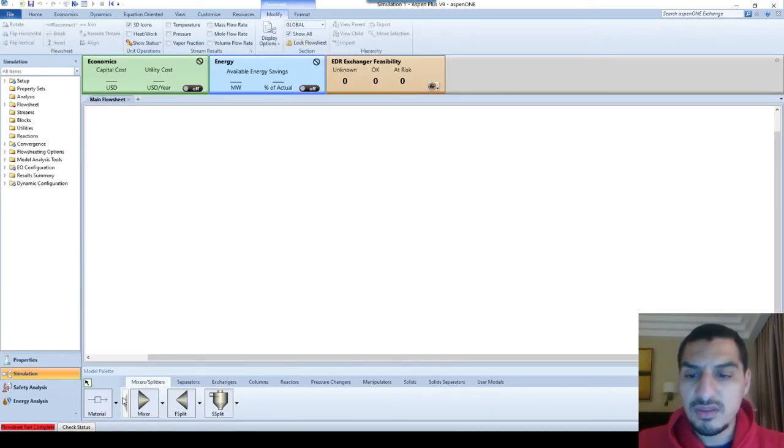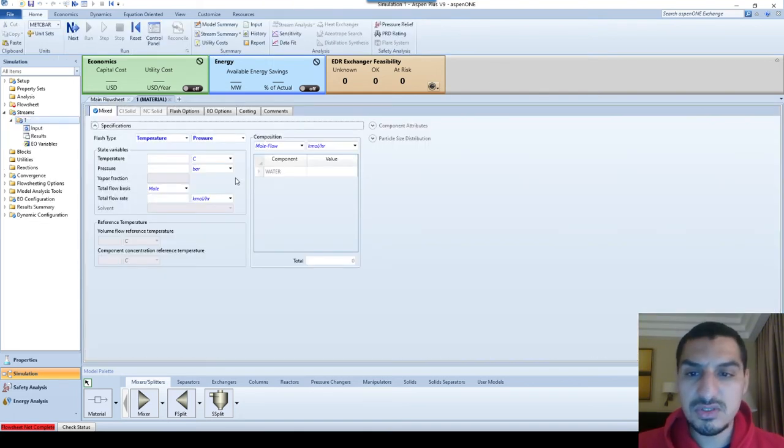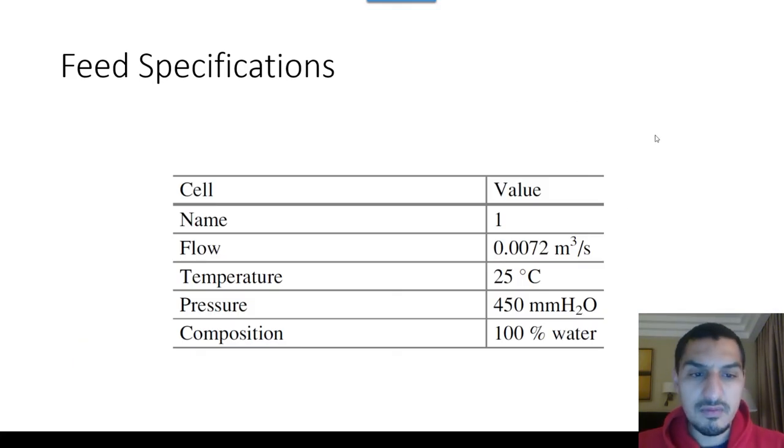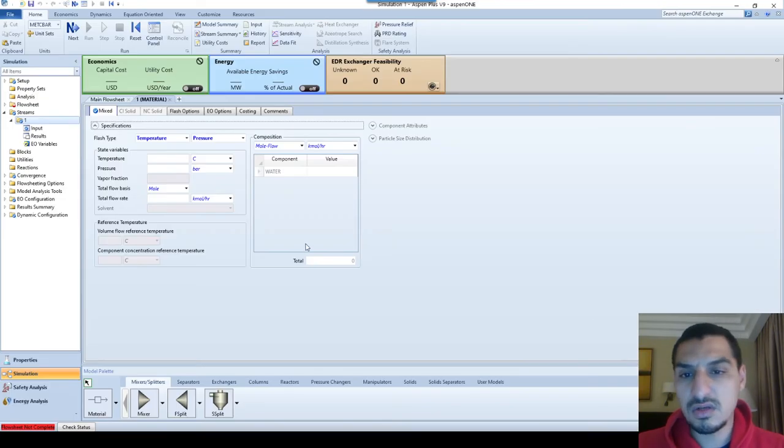We need to start by defining the feed stream, which is stream number 1, and see what conditions we need to have in this stream. We need to have 0.0072 cubic meters per second, 25 degrees Celsius, 450 millimeter water, and we will see that these are not the units that we're using here.